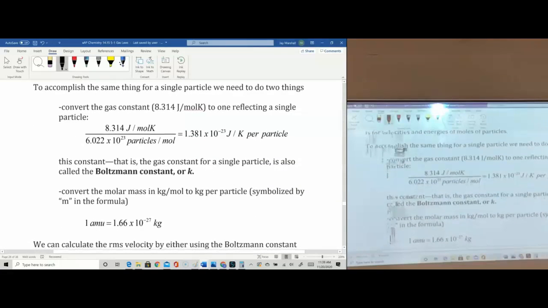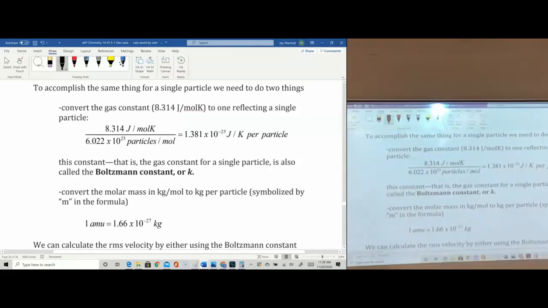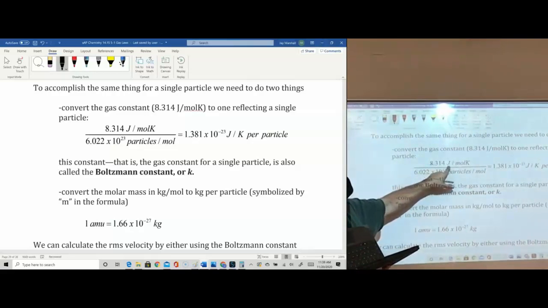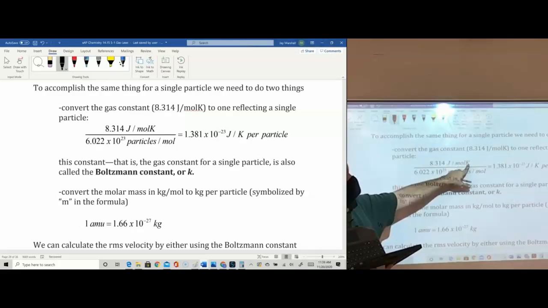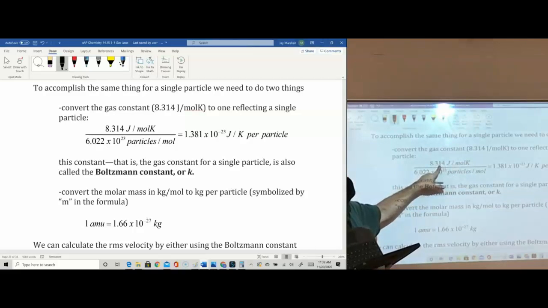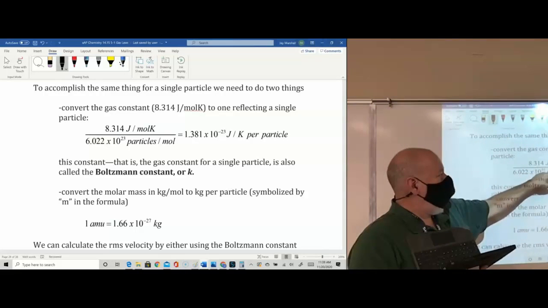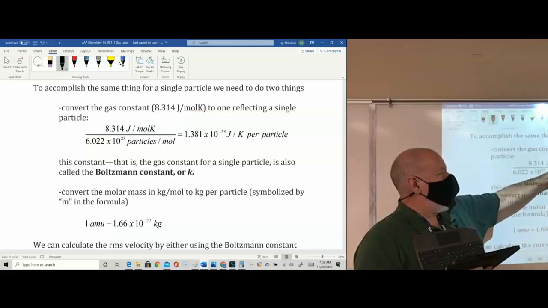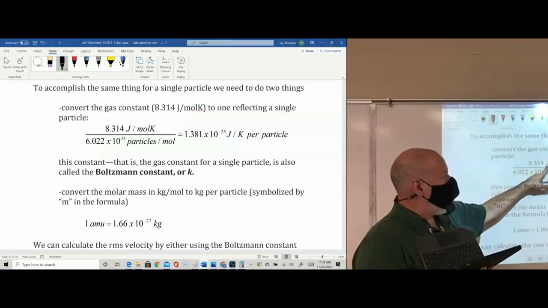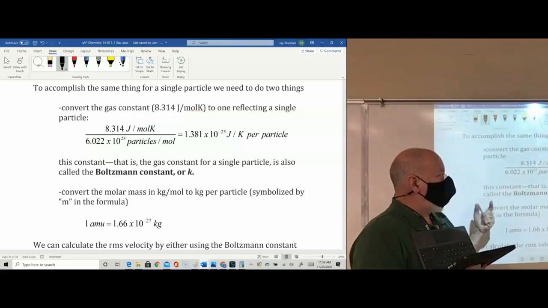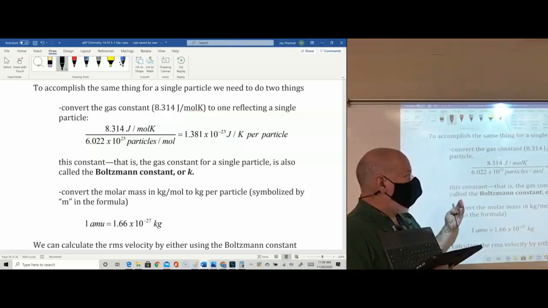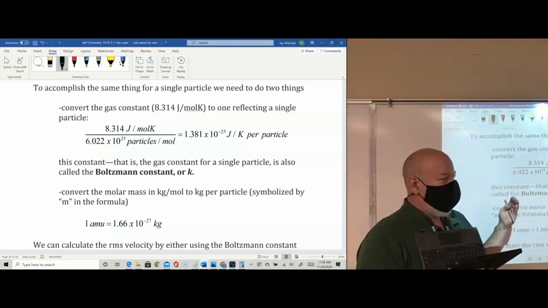To accomplish the same thing for a single particle, we need to convert the gas constant to one that will reflect a single particle. So if I say that this is this many joules per mole per degree Kelvin, all this is really saying is that every degree I increase, if I have a mole of particles, I increase the kinetic energy by 8.314 joules. If I go from 273 to 274, I've increased the kinetic energy by this many joules. It should make sense that I'm going to increase the kinetic energy of those particles by the same amount for every degree of temperature that I go up or down.